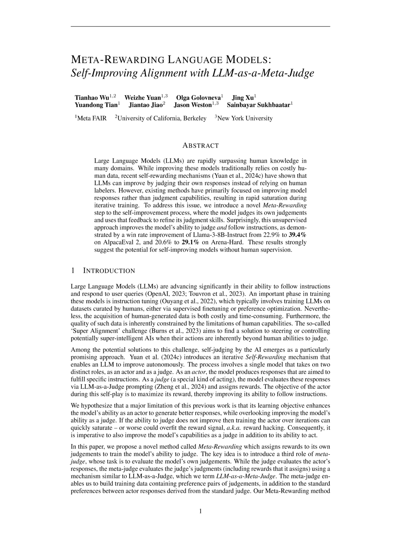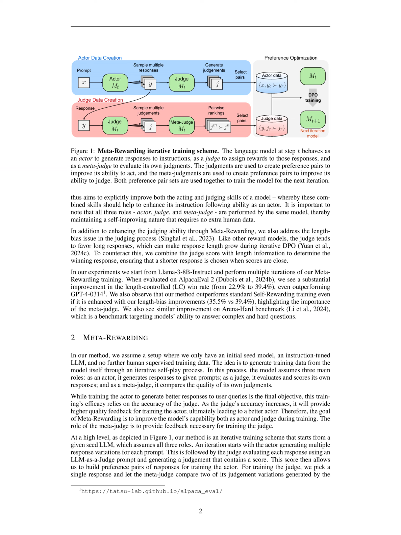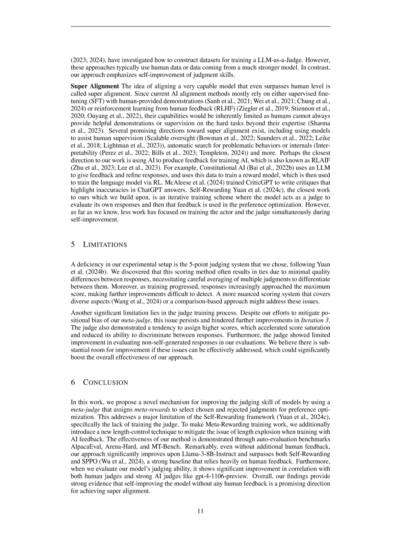This is particularly relevant to the superalignment challenge, as it seeks to develop mechanisms that allow potentially superintelligent LLMs to be controlled and aligned with human expectations without relying heavily on human-generated data. By improving both the actor and judge roles through iterative self-play, the meta-rewarding method addresses the limitations of previous approaches that primarily focused on enhancing the actor's performance while neglecting the judge's capabilities, which could lead to issues like reward hacking. Ultimately, this self-improving framework reduces dependence on human feedback, aligning with the goals of superalignment by fostering autonomous improvement in LLMs.